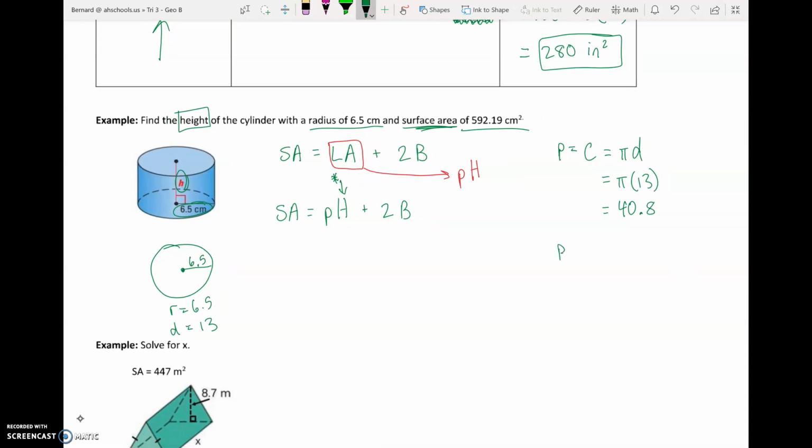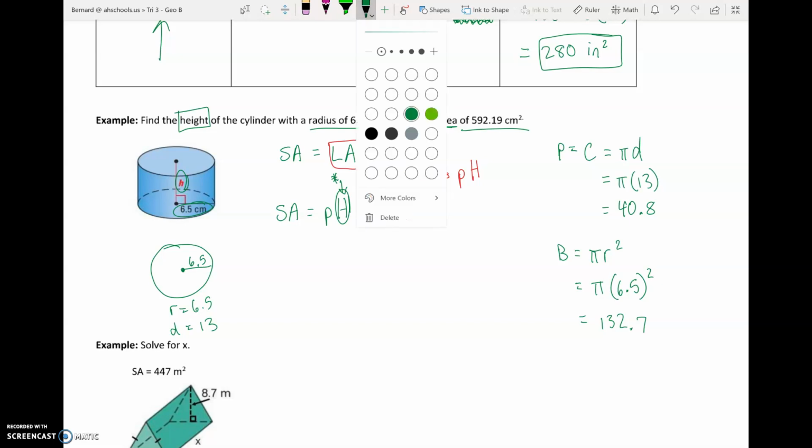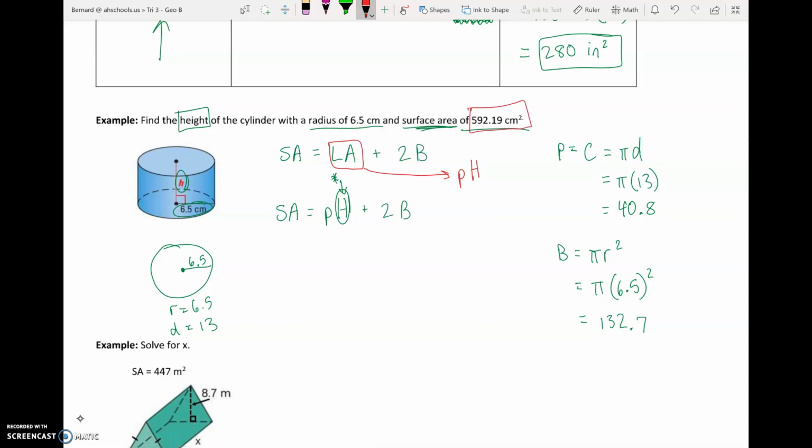And then remember, big B is the area of our base. So area of a circle is pi r squared. And so we know r, so pi times 6.5 squared. And when we type that into our calculator, we should get 132.7. And that's huge here because now we have to solve, again, remember, we're solving for this h here. And now we can plug in other numbers that will allow us to do that. First of all, we know our surface area. This is the SA, right? And so we're going to plug that in for the SA part.